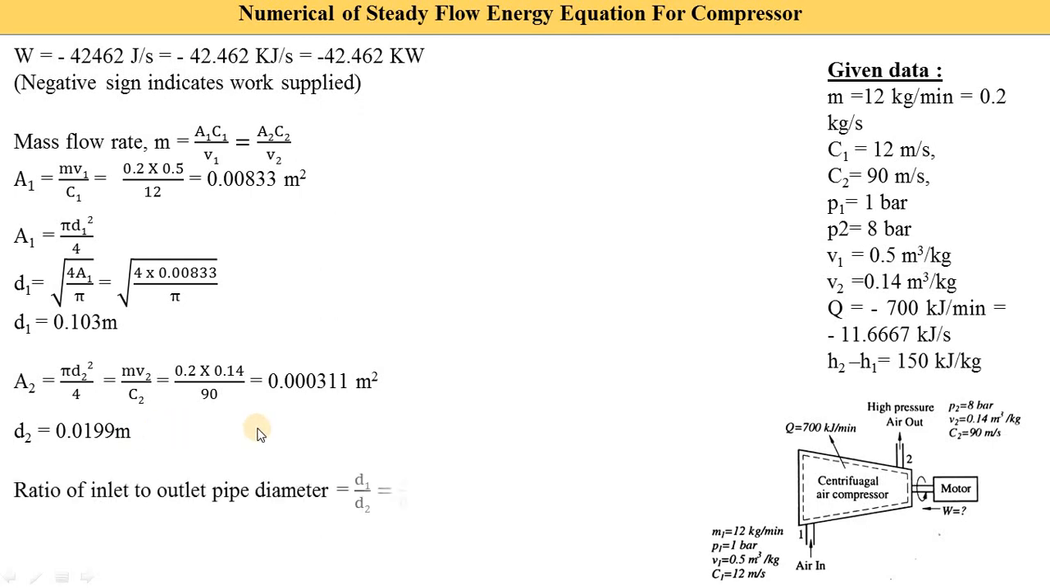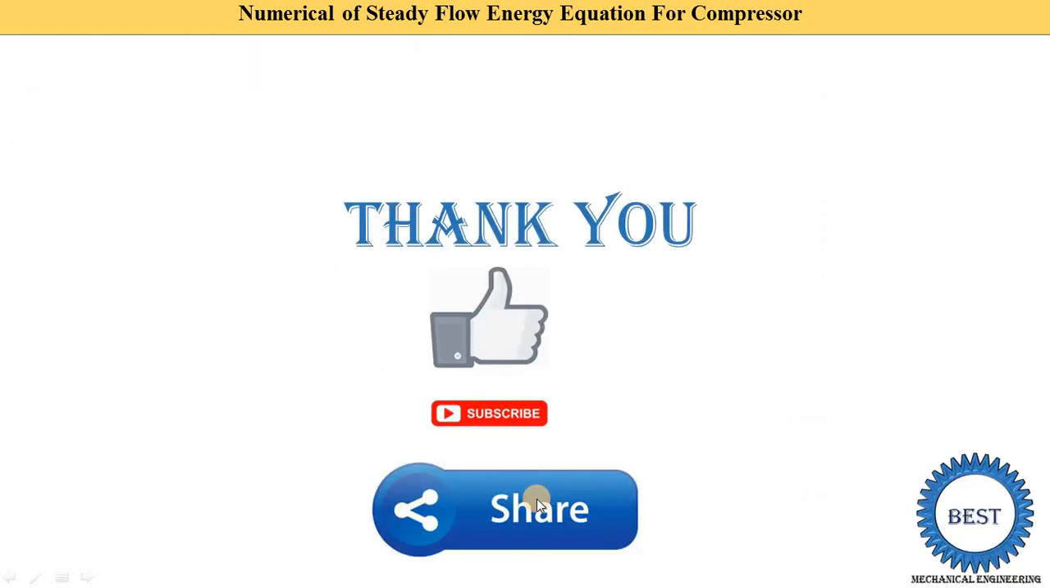Now we need to find out the ratio of the inlet and outlet pipe diameter, meaning D1 upon D2. Now we have D1, that is 0.103, and we have D2, 0.0199. We solve it and we get the answer, that is 5.1738.